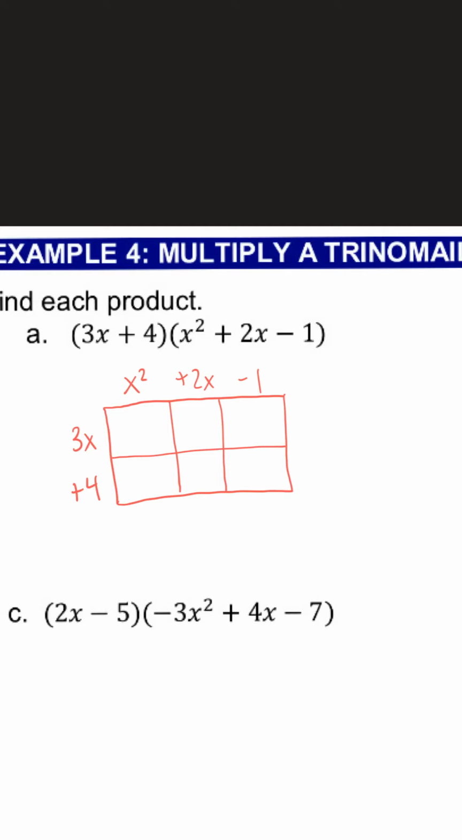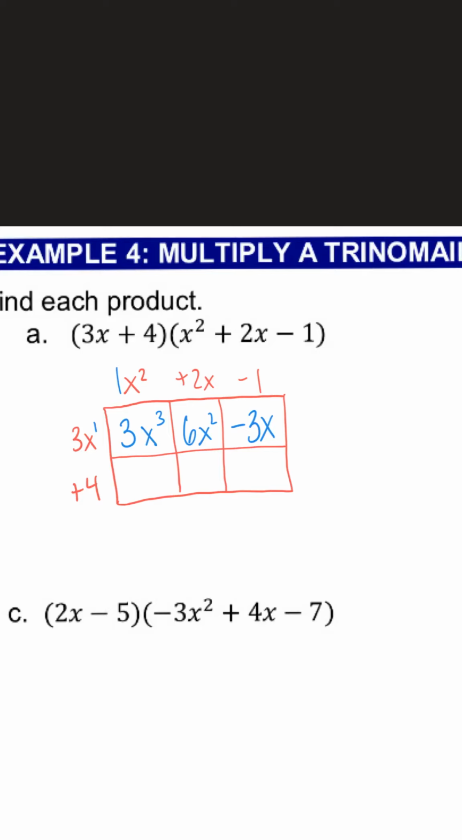If it helps you, you are more than welcome to put a 1 in front of that x squared to help you multiply your coefficients. So now we're going to take 1 times 3, which is 3, and then we're going to add our exponents. So we have 1 exponent for the 3x, and 2 for the x squared. So we get x to the third. And then moving on, 3x times 2x, 3 times 2 is 6, and x times x is x squared. 3x to the first times negative 1 gives me negative 3x.